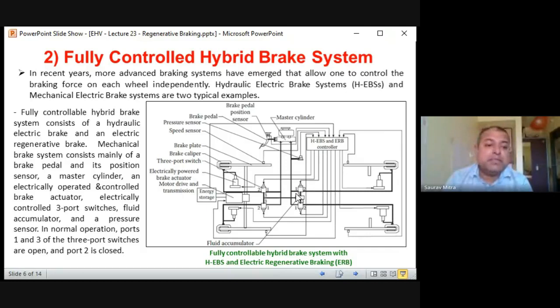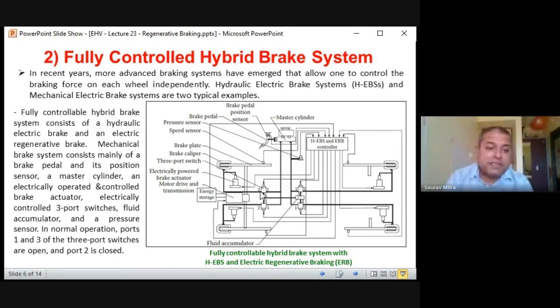So the mechanical brake system consists mainly of a brake pedal and its position sensor, a master cylinder, and an electrically operated and controlled brake actuator. Then there is an electrically controlled 3-port switch. This 3-port switch is actually ensuring how much would be the pressure, how much fluid would be going inside the lines and other things. So that is controlled by this 3-port switch.